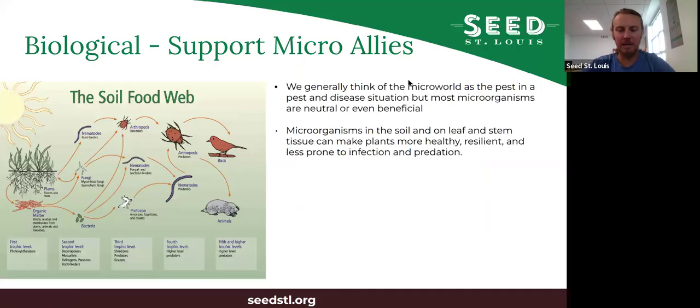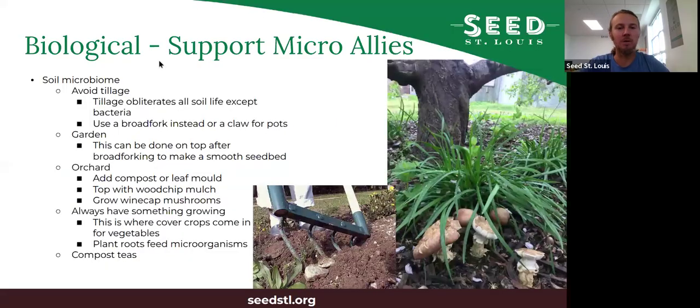And then your micro allies. So we generally think of the micro world in terms of bacteria, fungi, all those things as mostly the things causing the disease and the pest. But most microorganisms are actually neutral, and some are even beneficial. So microorganisms in the soil and on the leaf and stem tissue of your plant can actually make plants more healthy, more resistant, and less prone to infection and predation, believe it or not. And so these are some ways that you can support those beneficial microorganisms in your soil.